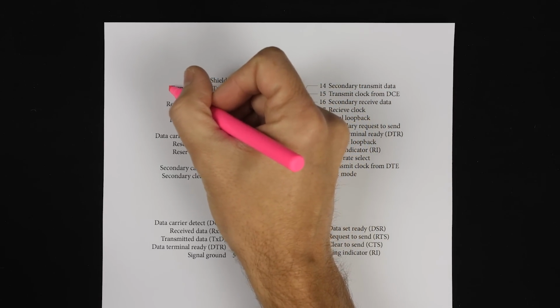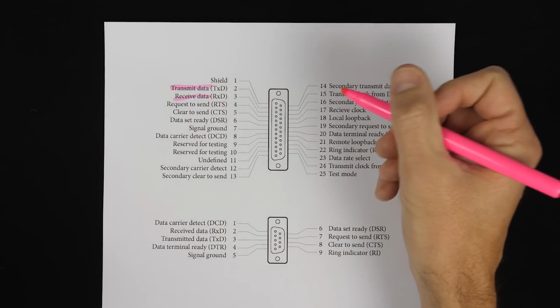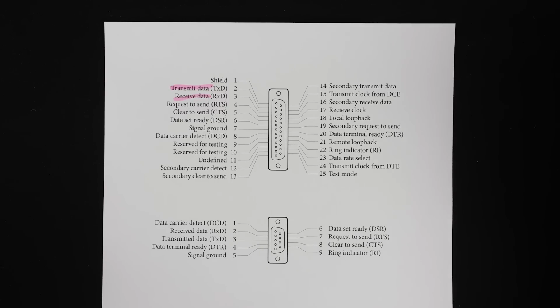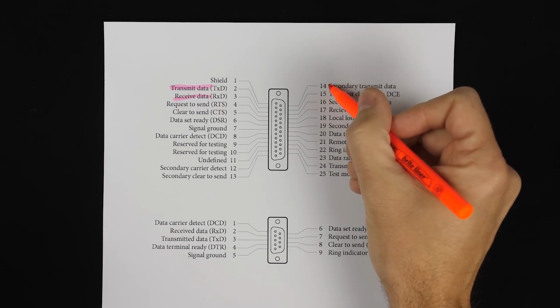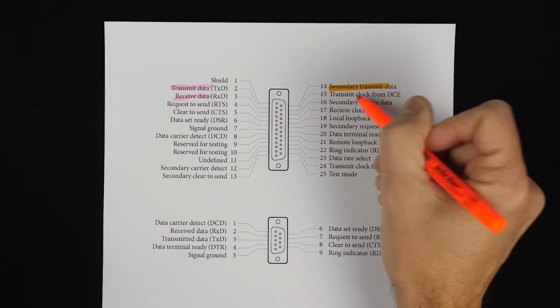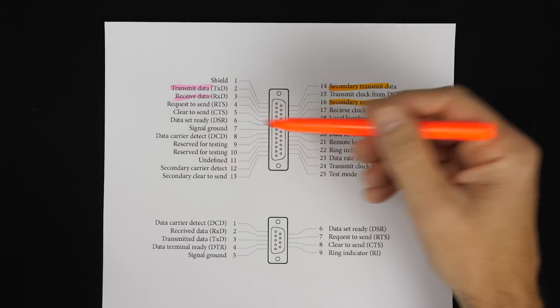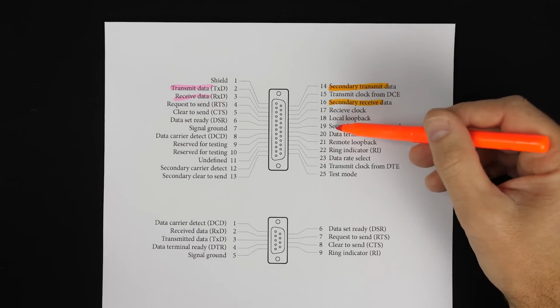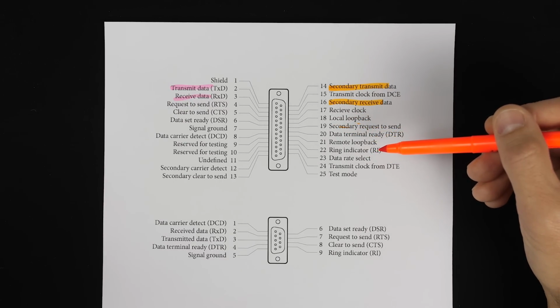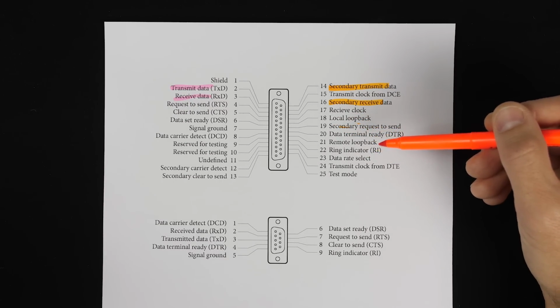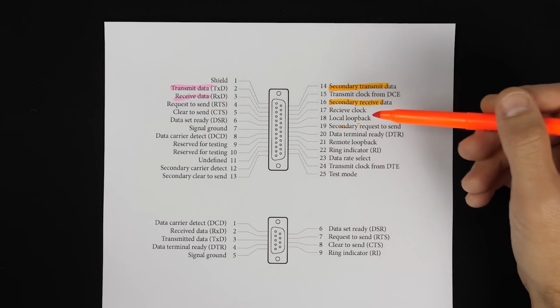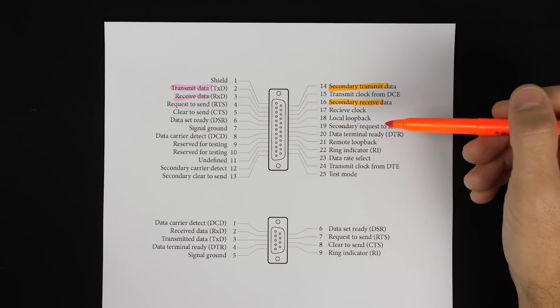So of course you've got transmit data and receive data, as you'd expect. But in addition to that, the original standard had a secondary transmit data and secondary receive data. And in fact, if you look at some of the other control signals, there's secondary versions of those as well. And so the standard technically has an entire secondary data channel. So there's actually two separate serial interfaces on this connector.